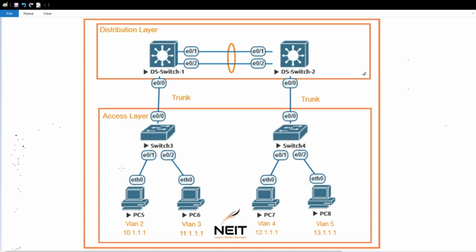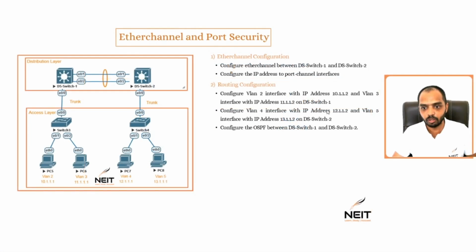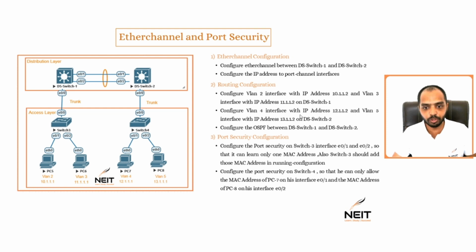Now the third task is for the port security configuration. So we have to configure the port security on switch 3 interfaces E0/1 and E0/2 so that they can learn only one MAC address. Also switch 3 should add those MAC addresses into the running configuration.